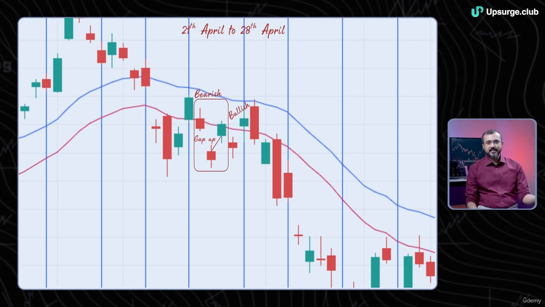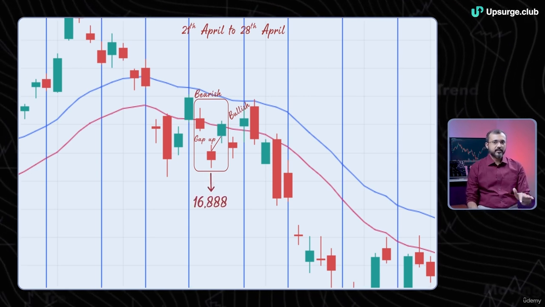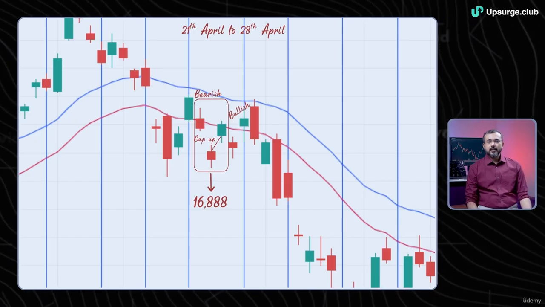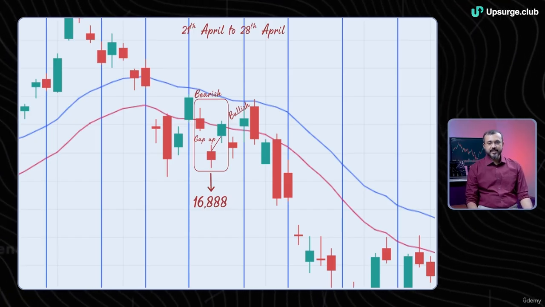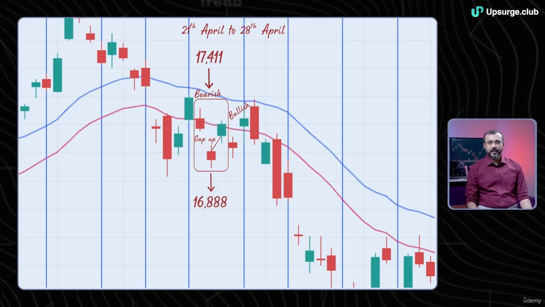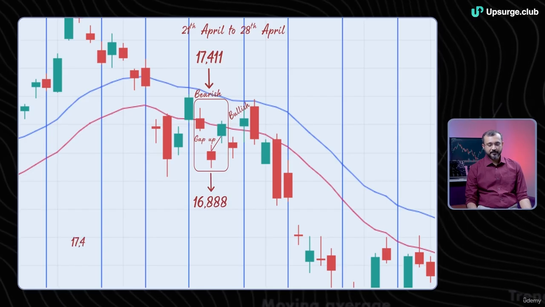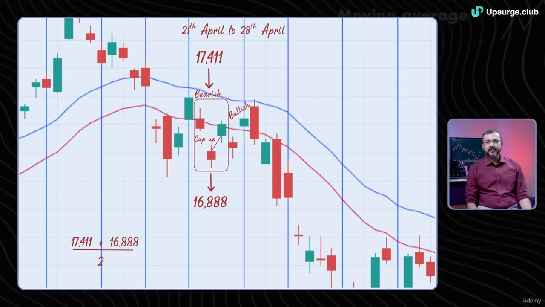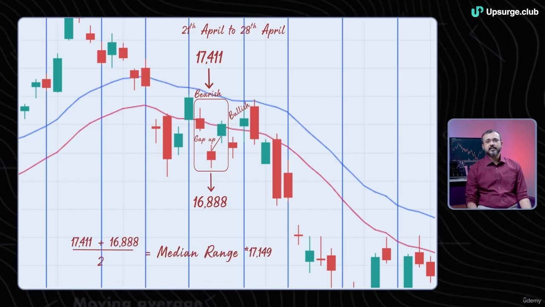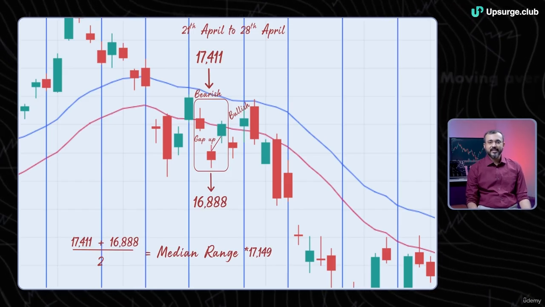So the range is 16,888 on the lower side, which is the low point of the market structure low. The high point comes from the moving average, which is 17,411. We add that and divide by 2 to get a median range so that we can short a straddle. The median range comes to 17,490, which is very close to 17,150. So we short the 17,150 straddle.